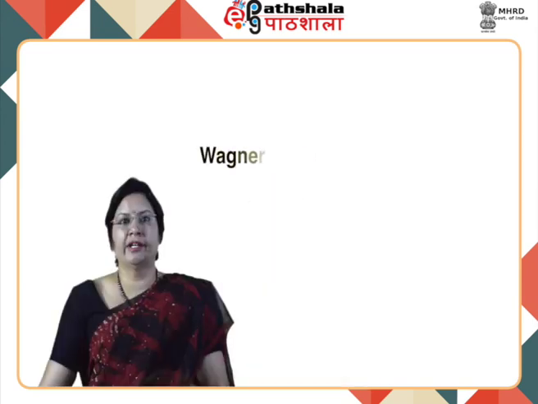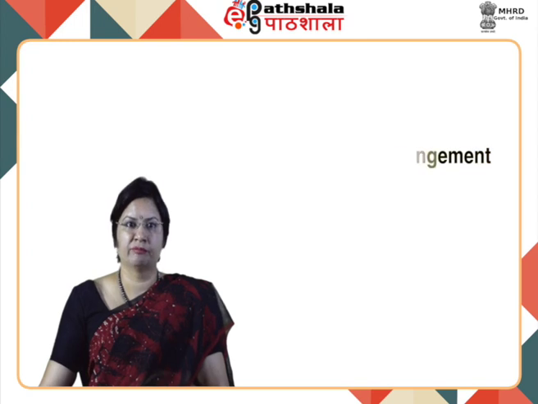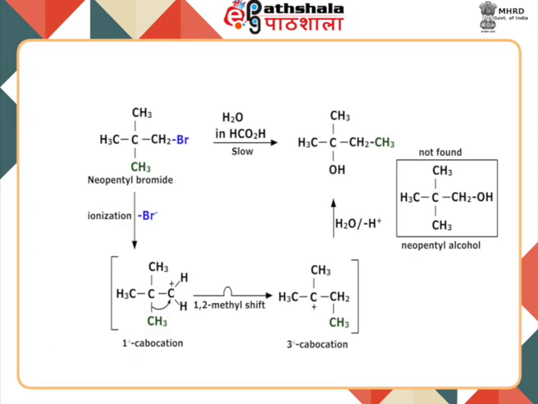Then another example we can consider is the Wagner-Meerwein rearrangement. Starting from this neopentyl bromide, when it is reacted with water in acetic acid, then slow hydrolysis happens and we get the rearranged product, where notice the Br has been replaced by OH, but not where it originally was, rather at a rearranged tertiary carbon.